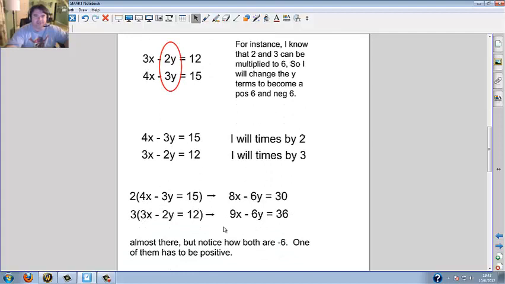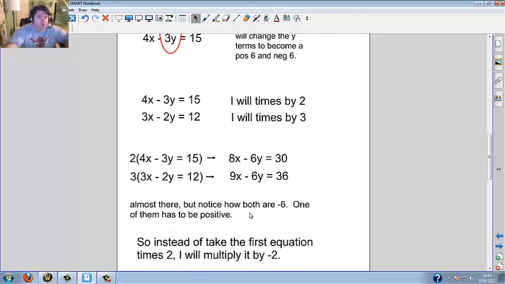So I go ahead and times, and when I times all these by 2, I get 8x minus 6y equals 30. And when I times all these by 3, I get 9x minus 6y equals 36. Now they're the same, I'm almost there. I just have to flip this from a negative to a positive.